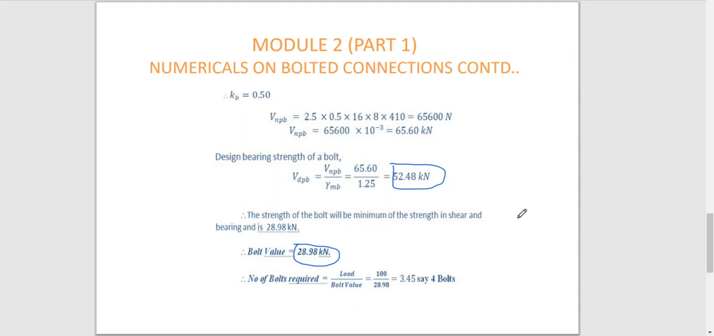So now we will calculate the number of bolts required, that is the factored load divided by the bolt value. The factored load is given as 100 kilonewton and the bolt value we get from the calculation is 28.98 kilonewton. So we get the number of bolts required as 3.45. As we know, we cannot provide decimals, so make it 4. So the required number of bolts is 4.